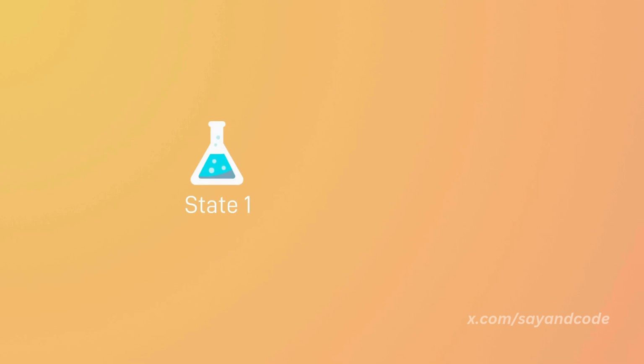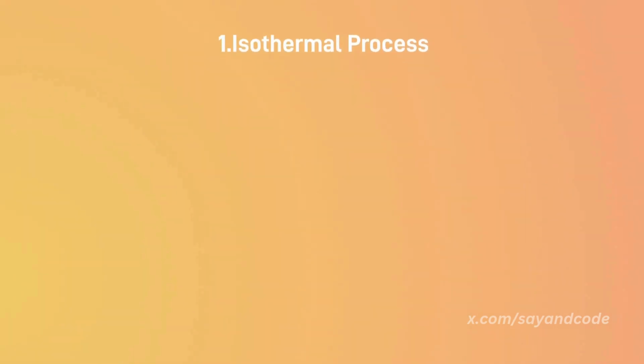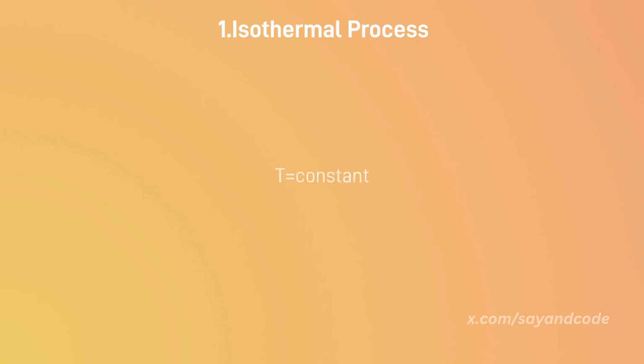Process is how a system changes from one state to another. There are 4 types of processes in thermodynamics. Number 1. Isothermal process. When the temperature remains constant in a process, it is called an isothermal process. An everyday example is phase change.